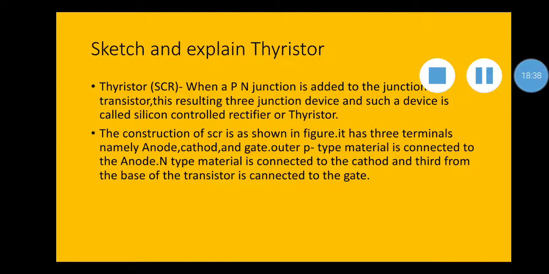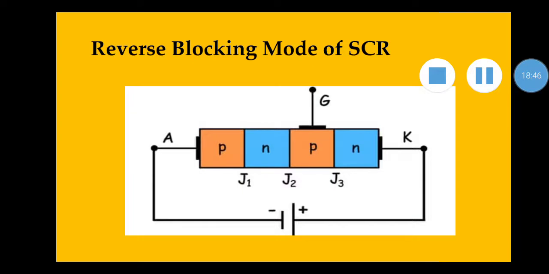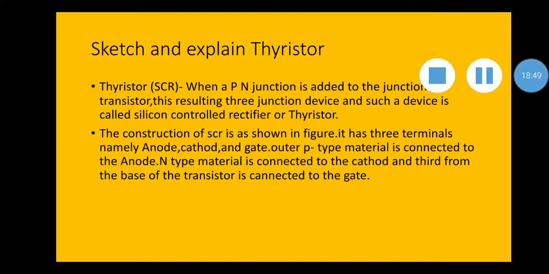The construction of the silicon controlled rectifier is as shown in the figure. It has three terminals, namely anode, cathode and gate. The outer p-type material is connected to the anode, the n-type material is connected to the cathode, and the third, from the base of the transistor, is connected to the gate.